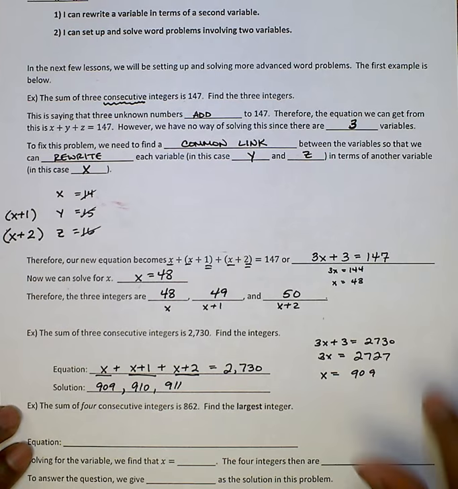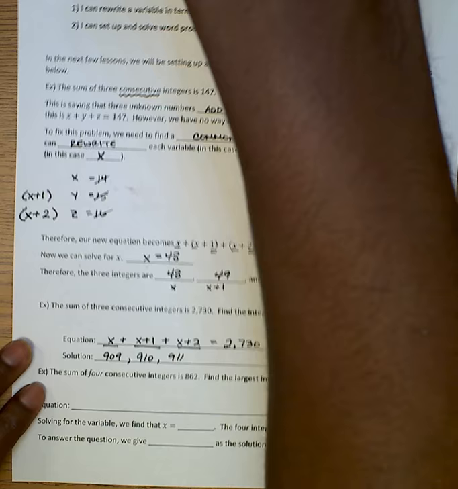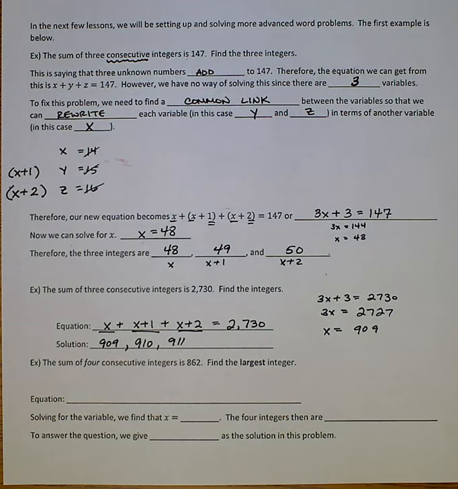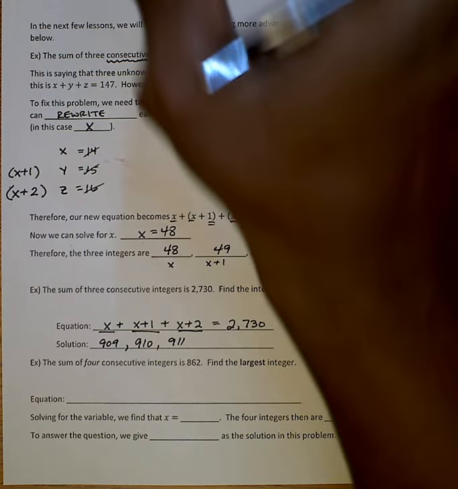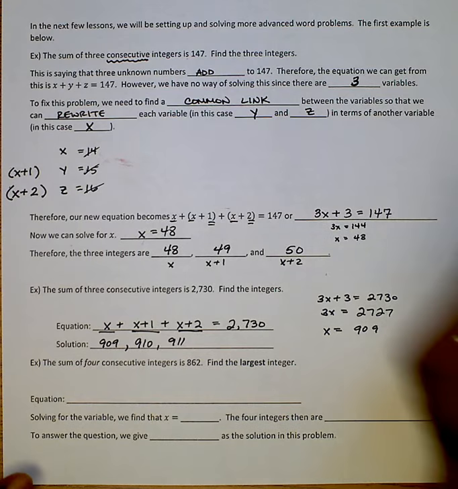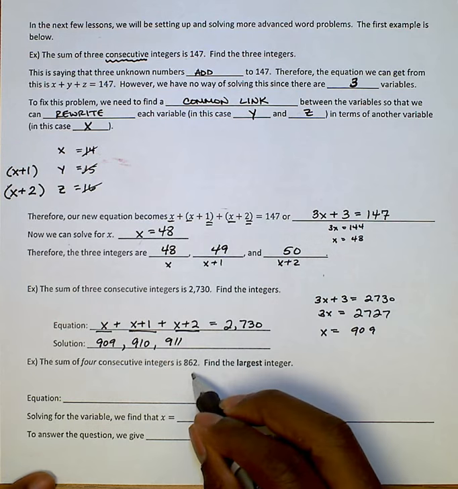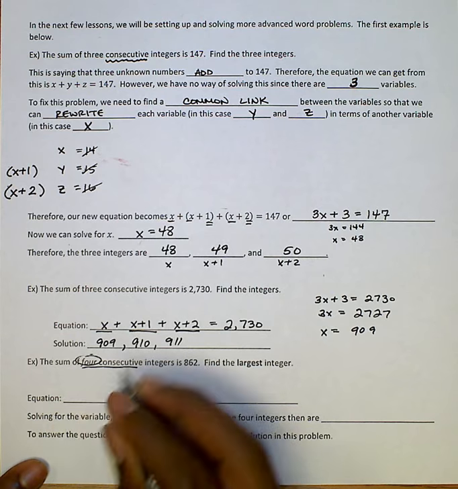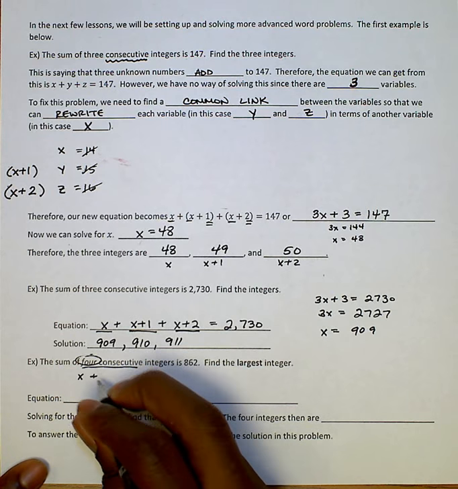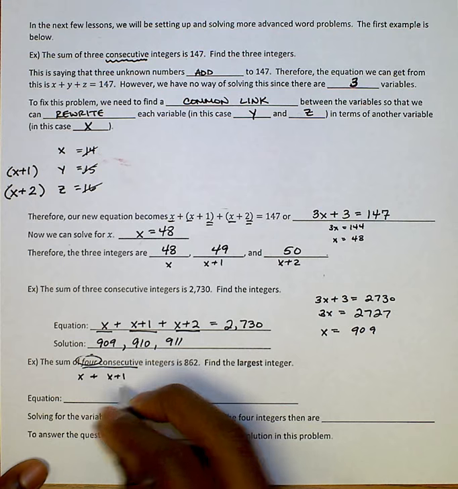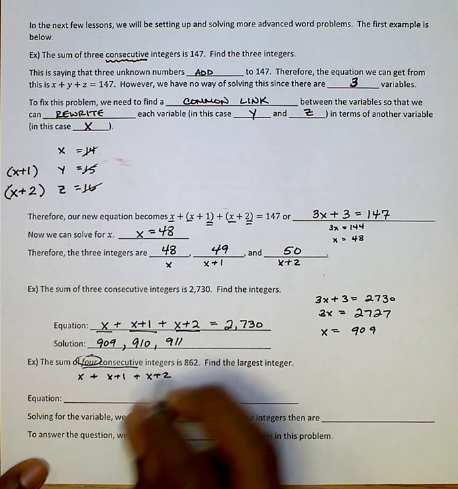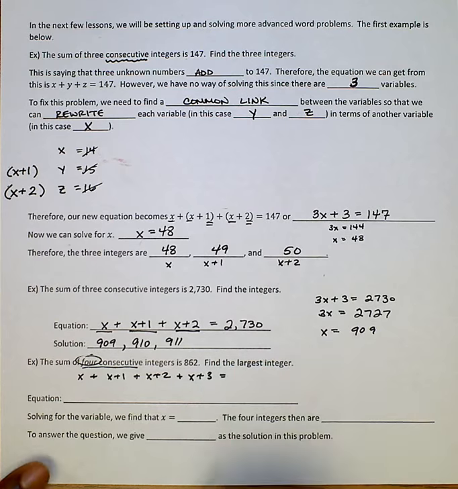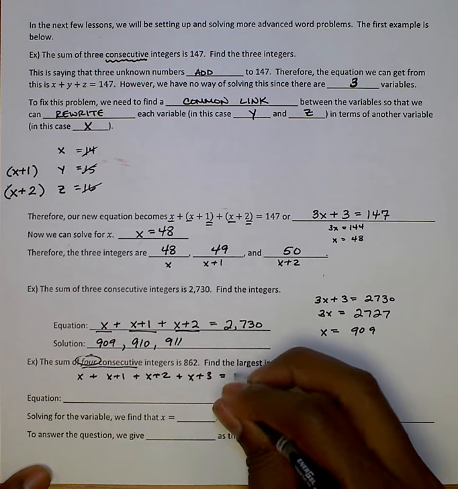Here we see that the sum of four consecutive integers is 862. And they want us to find the largest integer, the largest of those four consecutive integers. So here we go. We have 4 consecutive integers this time. Important. So I have x plus x plus 1 plus x plus 2. So these are my 3 integers. Plus x plus 3. Now I have my 4 consecutive integers, equals 862.